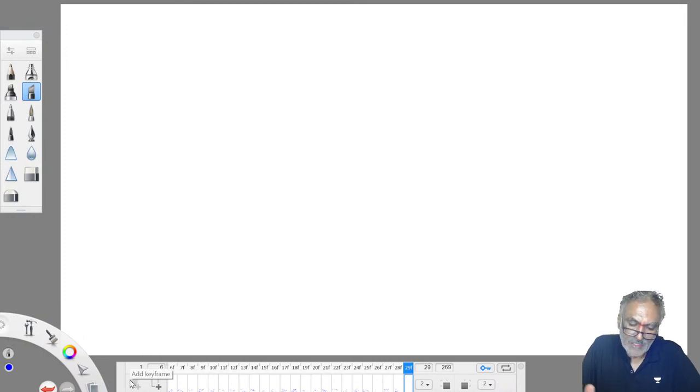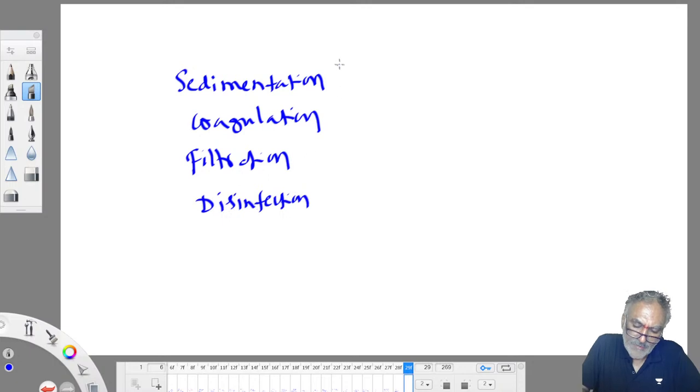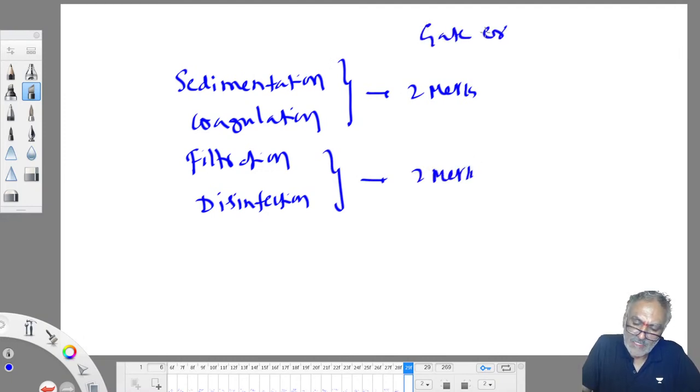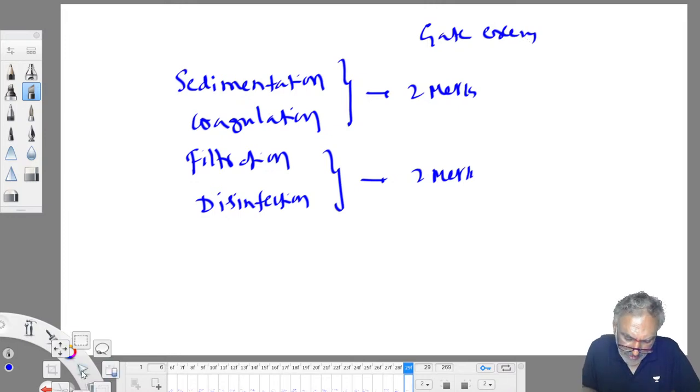This is about water treatment. So the important topics are sedimentation, coagulation, filtration and disinfection. In the GATE exam, between these two, you get one 2-marks question. Between these two, you get one more 2-marks question. All numericals, if you know sedimentation, coagulation, filtration and disinfection, comfortably you can score 4 marks in the GATE exam. Okay? So now you are very comfortable.